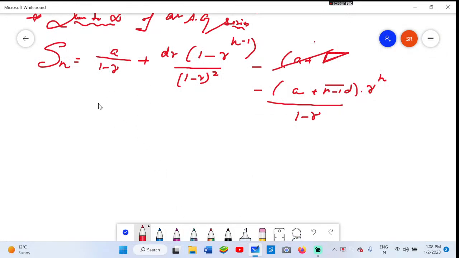Now here, if numerical value of r is less than 1, see, as n goes to infinity, if it contains infinitely many terms, then r raised to power n minus 1 or r raised to power n, all these terms will tend to 0. They will be as close to 0 as possible. Right?